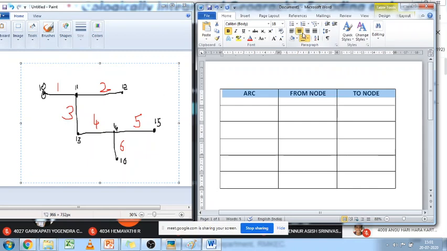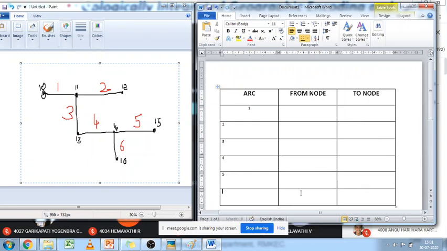How many arcs are available? Totally 6 arcs are there, right? So we will take those 6 arcs into consideration: 1, 2, 3, 4, 5 and 6. How are we going to mention those 6 arcs? Let's take the first element, arc 1. From where is it starting and where is it ending? It is starting from the node 10 and ending in the node 11.